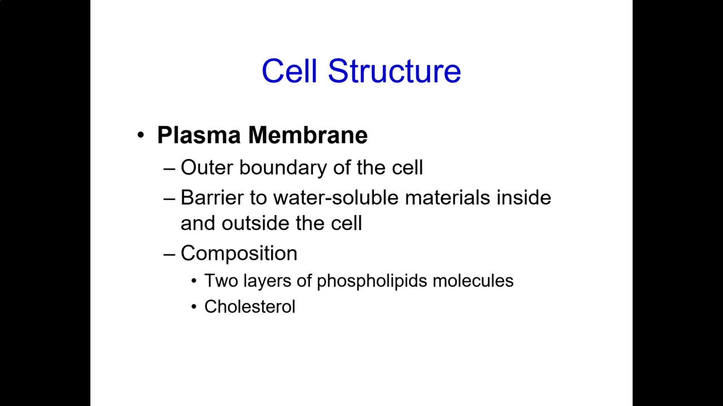One thing all cells have is a plasma membrane. And this is like an outer casing. This basically is the outer boundary of the cell, and it protects the cell and determines what can get in and get out of the cell. It's kind of like a plastic wrap. It is water soluble, and it regulates and is a barrier to the outside world.